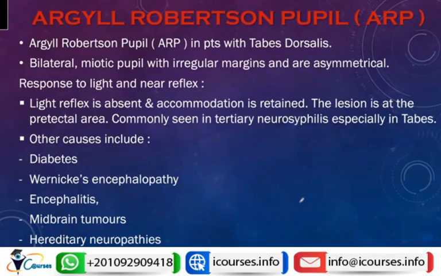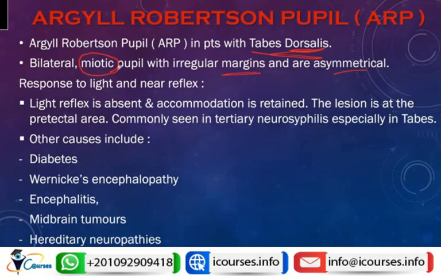Another cause of the light near dissociation is called the Argyll-Robertson pupil. This type of pupil is rarely seen nowadays, as it was commonly seen in patients with syphilis or tabes dorsalis. These patients have bilateral small miotic pupils. They are asymmetrical and irregular, but they are miotic. And here is the big difference between it and the Adie pupil: the Adie pupil is large, while the Argyll-Robertson pupil is small.